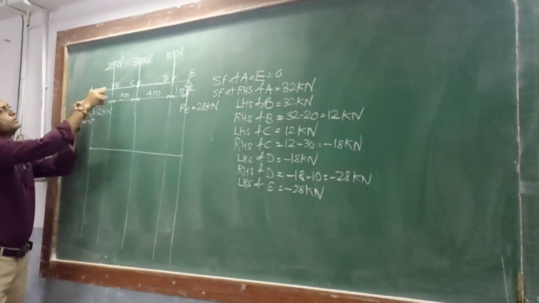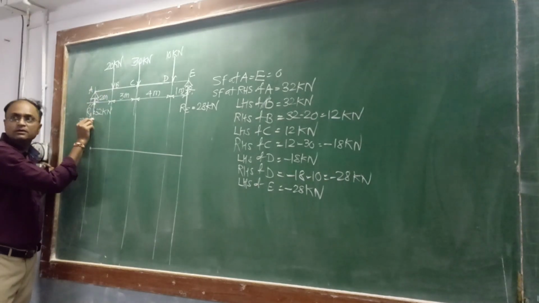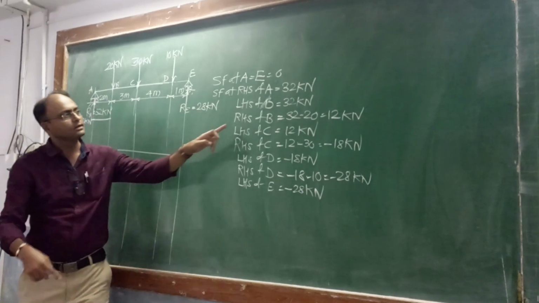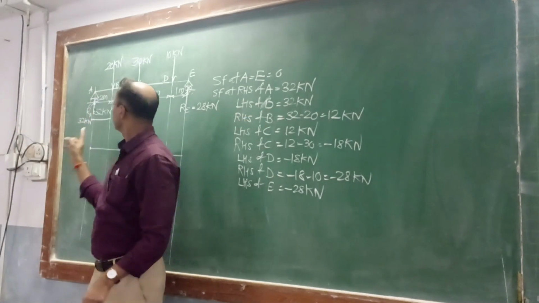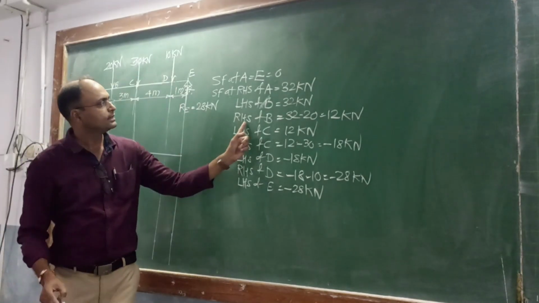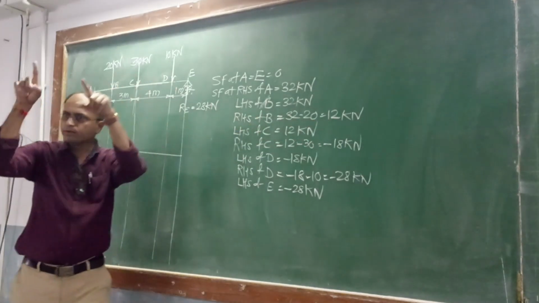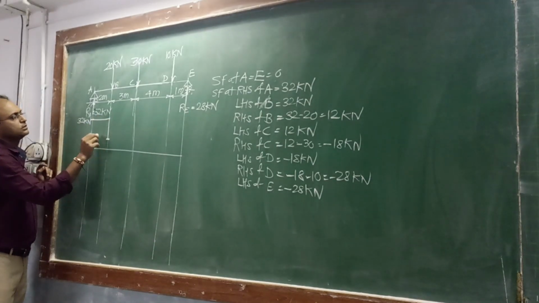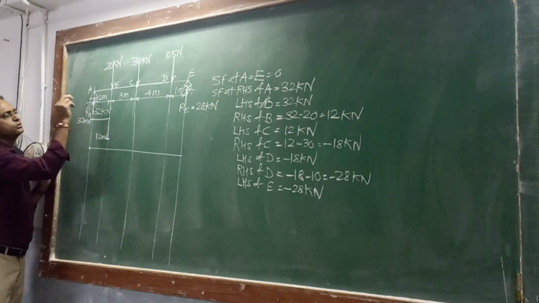A to B, no force, go straight horizontal. What is the value at B? Left hand side of B is 32. What is the other value? Right hand side of B is 12 kilonewton. So we have to come down. This is the value which is 12 kilonewton.